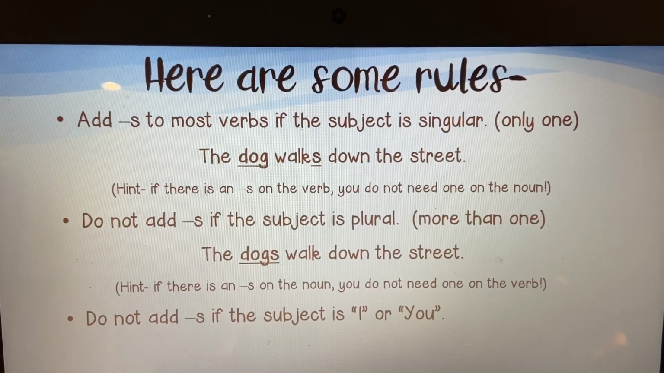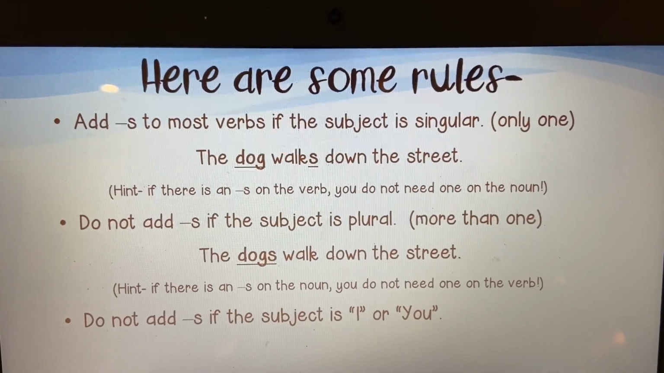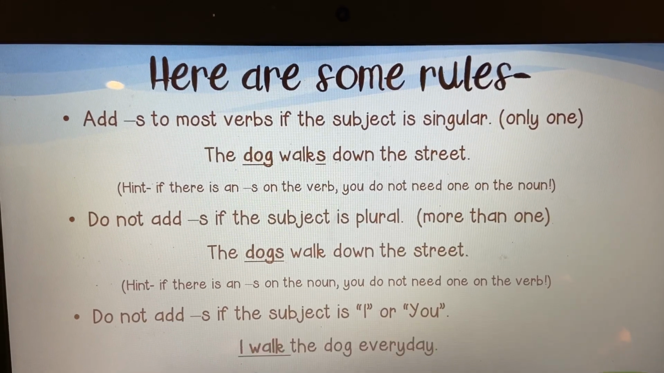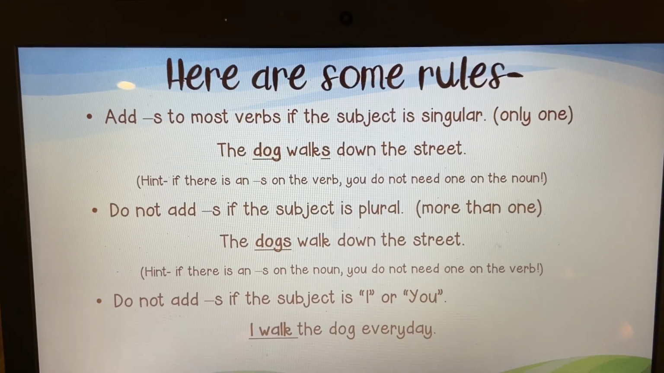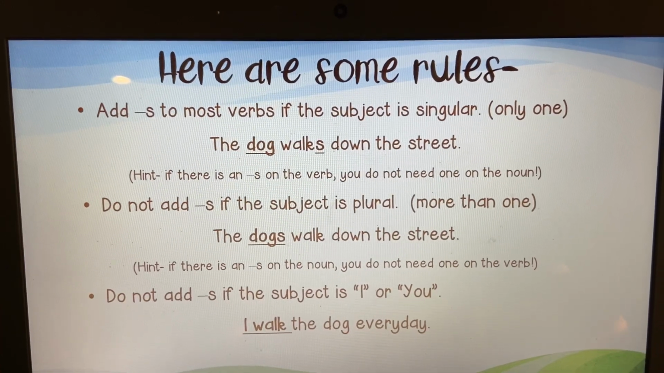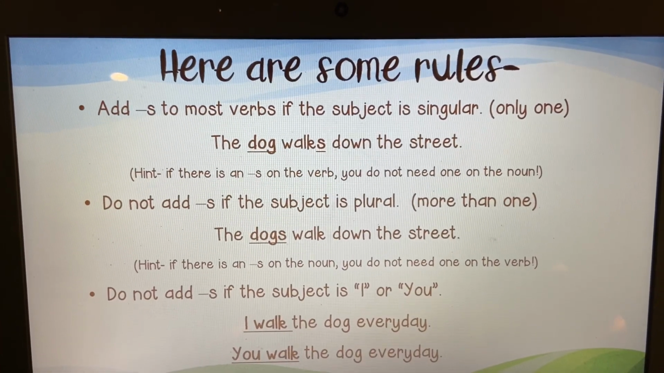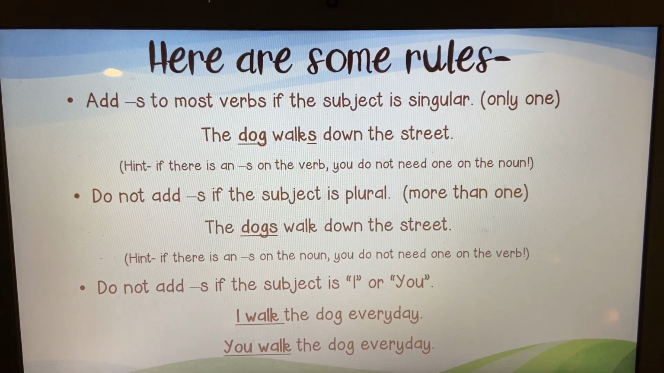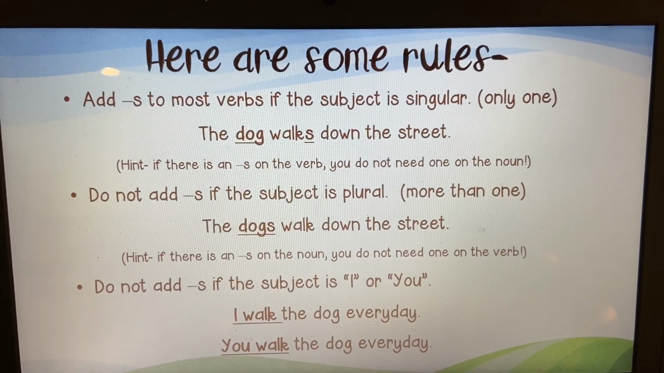All right, and here's another rule. We are not going to add an S if the subject is I or you. So I walk the dog every day. You walk the dog every day. So I and you will not add an S.